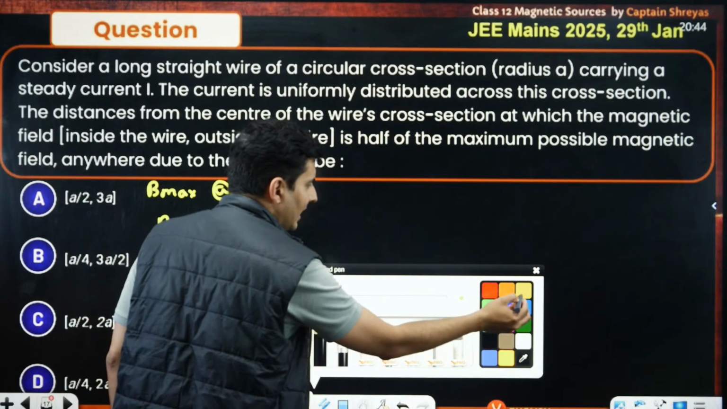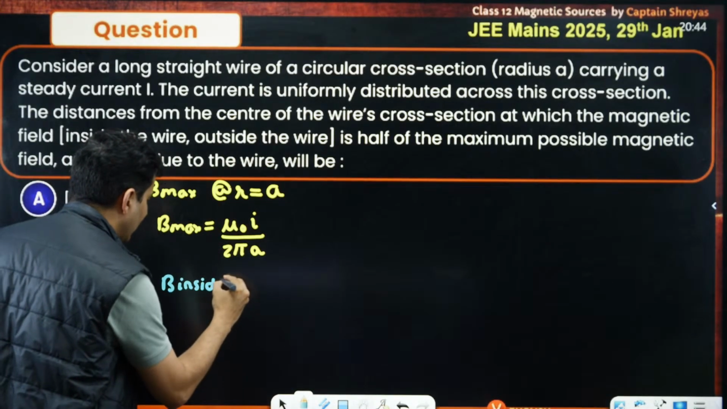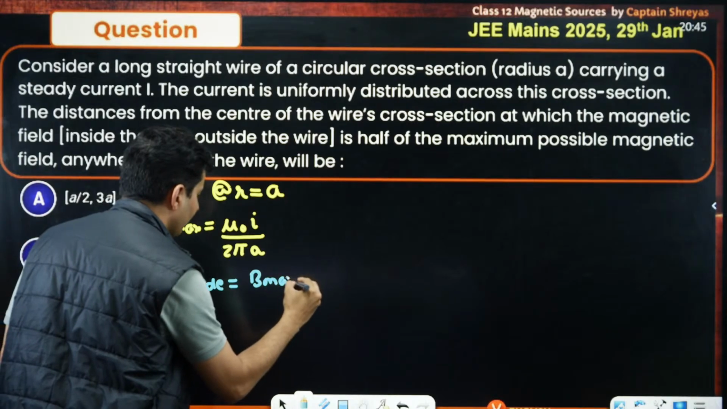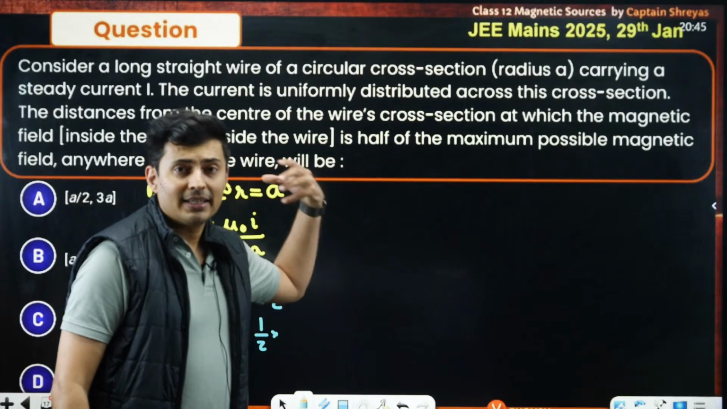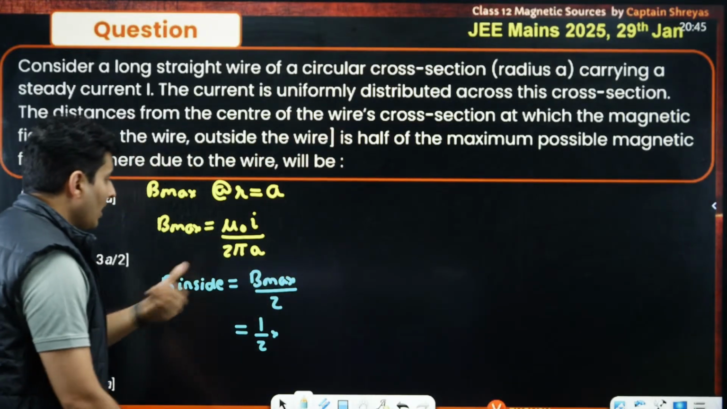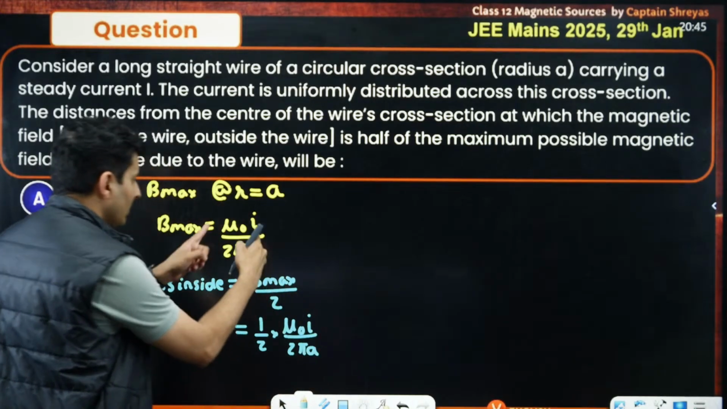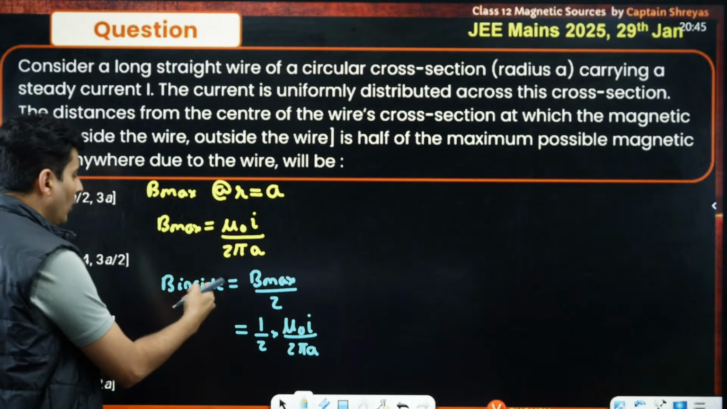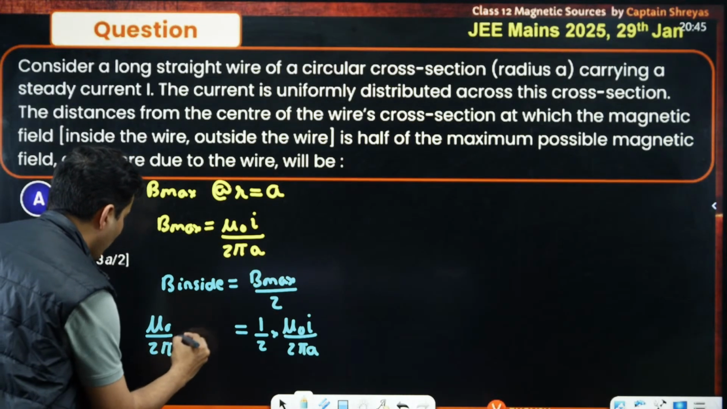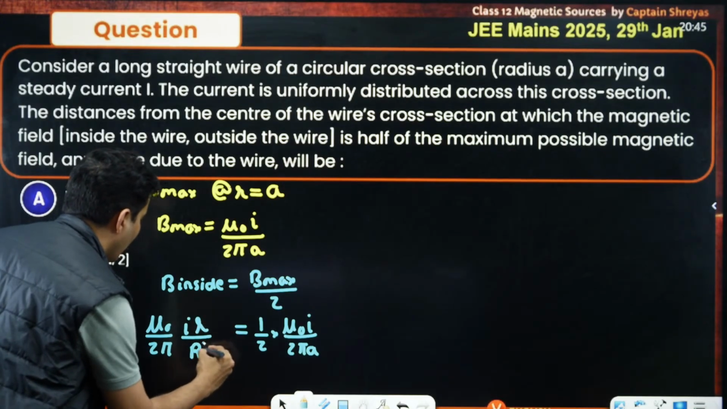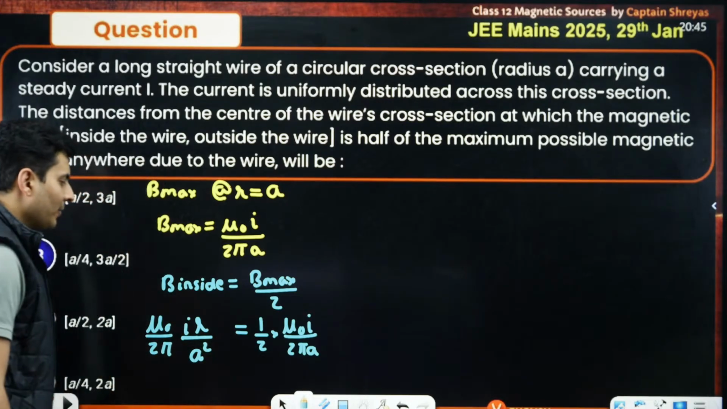Now, let's talk about inside first, then we'll go outside. So my inside field is the maximum field divided by 2. Now, that is the question: the point where the magnetic field is half the maximum. Maximum field, I already know, is mu naught I by 2 pi A. This is as it is. What is the formula for the field inside? It is mu naught divided by 2 pi, IR divided by R square. Here, instead of radius square, that radius is itself A. So, A square.